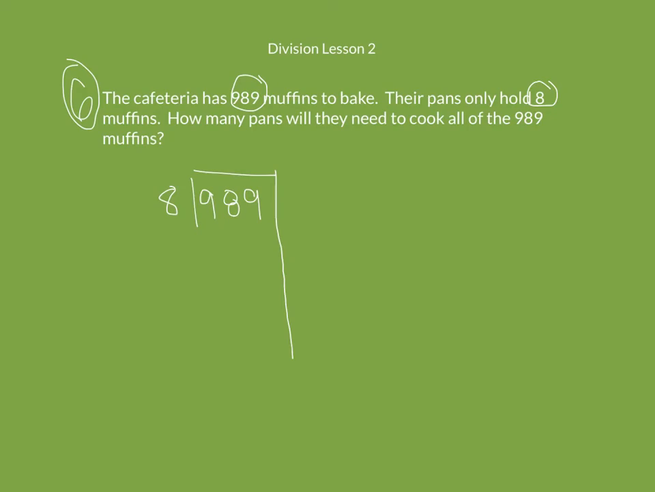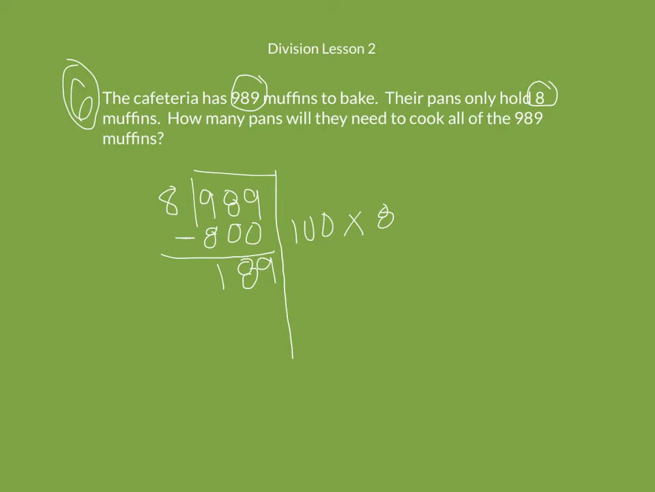So my largest place value is 100. So could I do 100 pans of 8? Sure. 100 groups of 8. Well, that would be 800 muffins. And how many muffins do we still need to put into groups of 8? 9, 8 tens, and 1 hundred. So I have 189 muffins to still put into groups of 8.